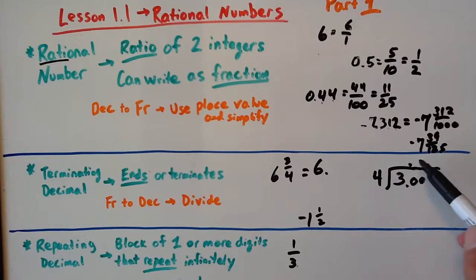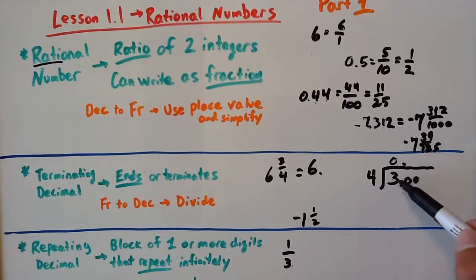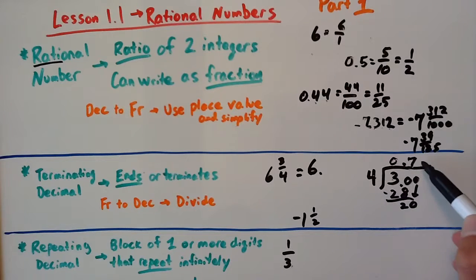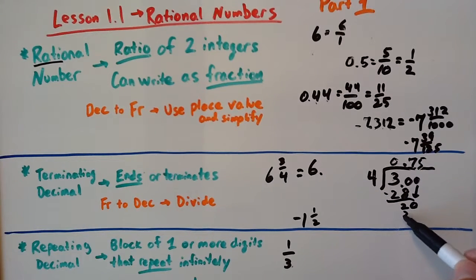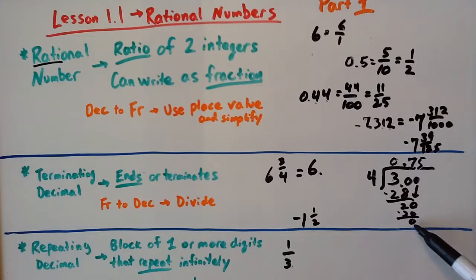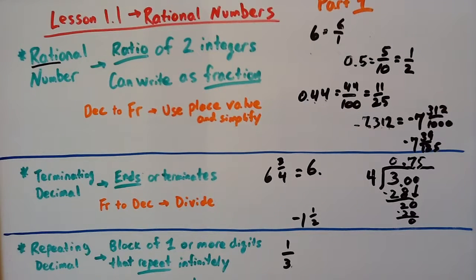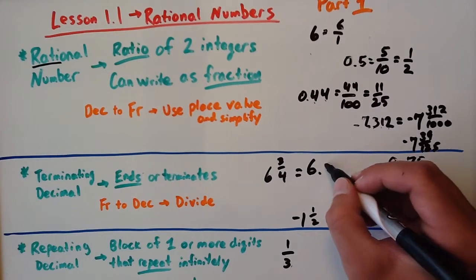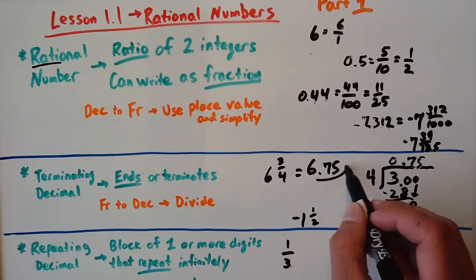It goes right there. 4 cannot go into 3, so it goes in 0 times. 4 goes into 30 though 7 times. 7 times 4 is 28. I subtract, bring down that 0, and 4 goes into 20 exactly 5 times. So as you can see here, my remainder is 0. That tells me my decimal is stopping or terminating. So 6 3/4 is 6 and 75 hundredths.